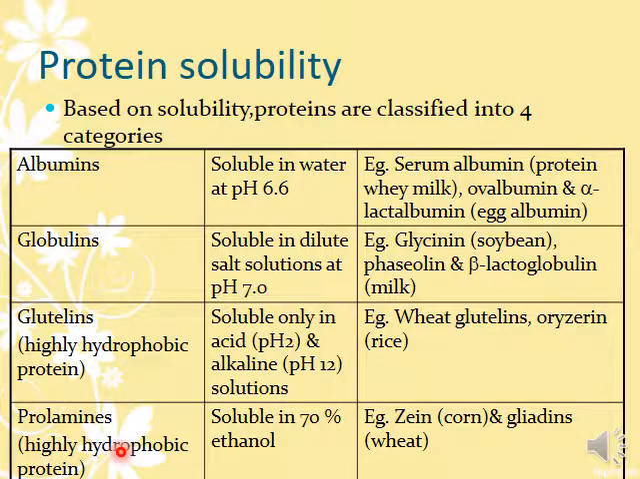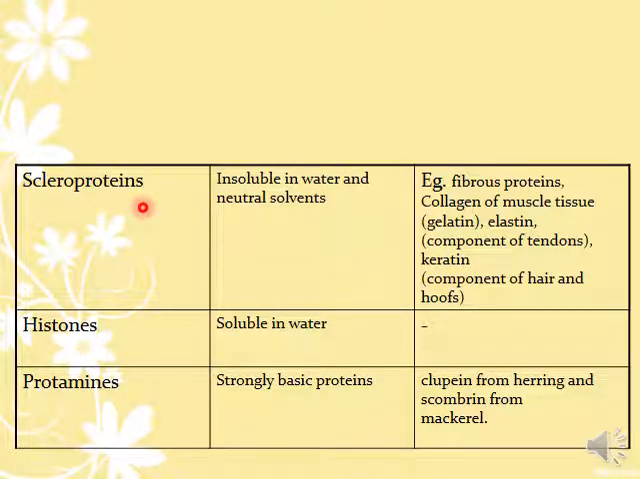Glutenin and prolamine are highly hydrophobic proteins. Glutenin can be found in rice and also wheat, and is soluble only in very acidic and very alkaline conditions. Prolamine is soluble in 70% ethanol and can be found in corn and also wheat. Scleroprotein is insoluble in water and also neutral solvent.